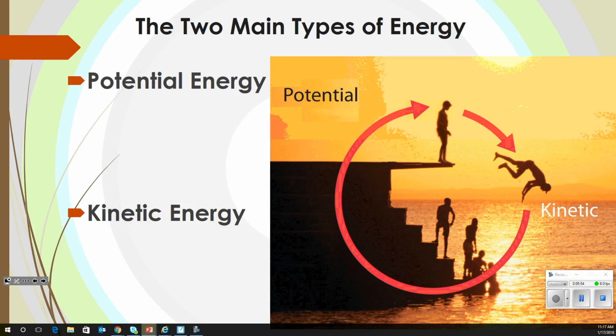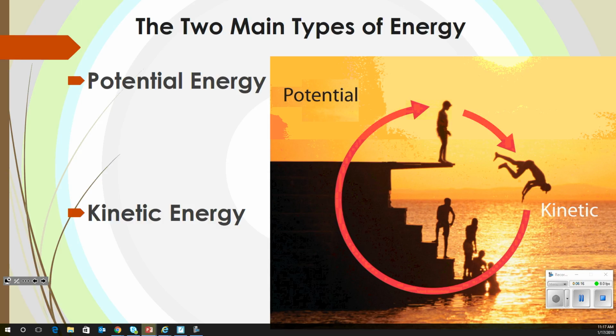Okay, so now give me a definition for kinetic energy. Energy of movement. Yep, energy of some kind of movement. So he has kinetic energy here. He has kinetic energy as he's climbing the stairs, but at the top, he's got potential energy. Yeah, well, you never know.